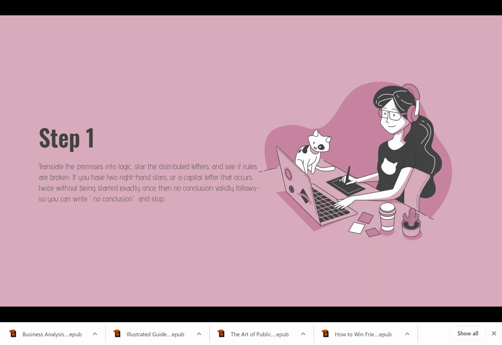So step 1, translate the premises into logic, star the distributed letters, and see if rules are broken. If you have 2 right-hand stars or a capital letter that occurs twice without being starred exactly once, then no conclusion validly follows. So you can write no conclusion and stop. Step 2. The conclusion letters are the 2 letters that occur just once in the premises. So if your premises are little x is big A and little x is big B, then big A and big B will occur in the conclusion.